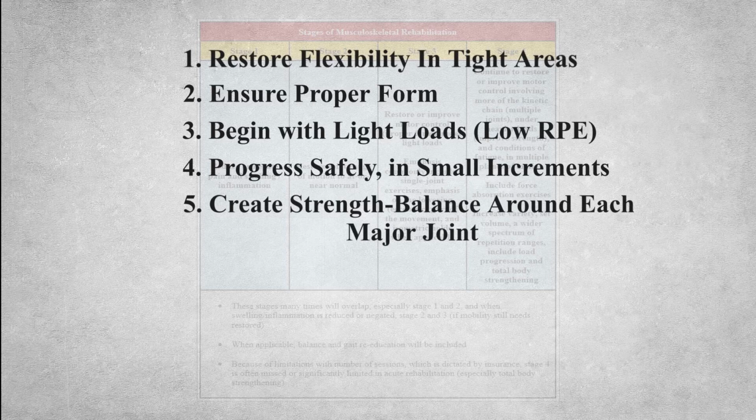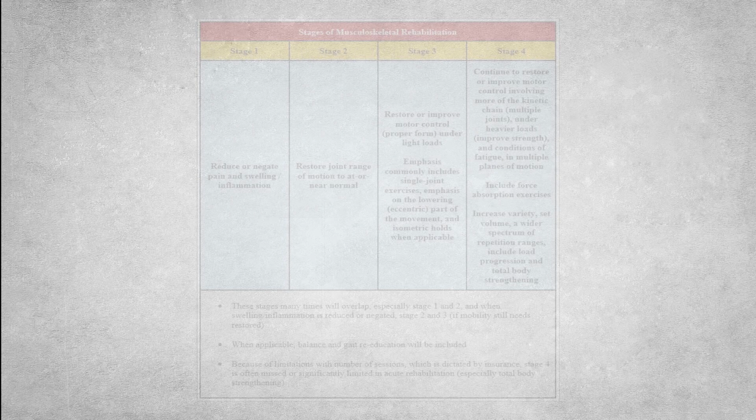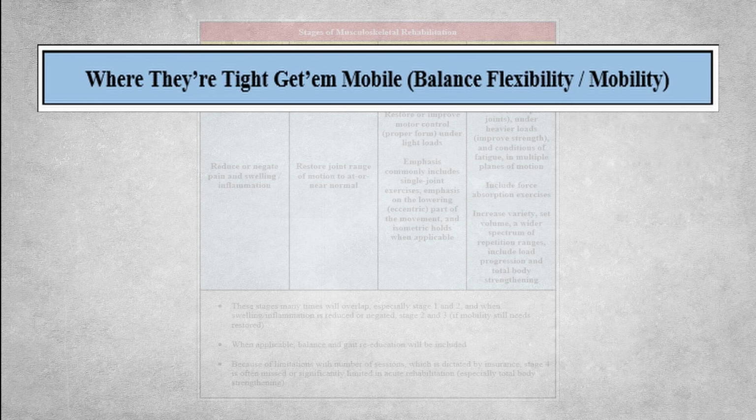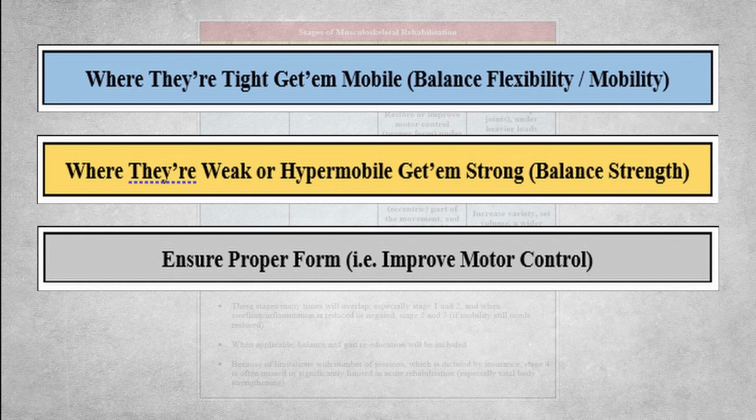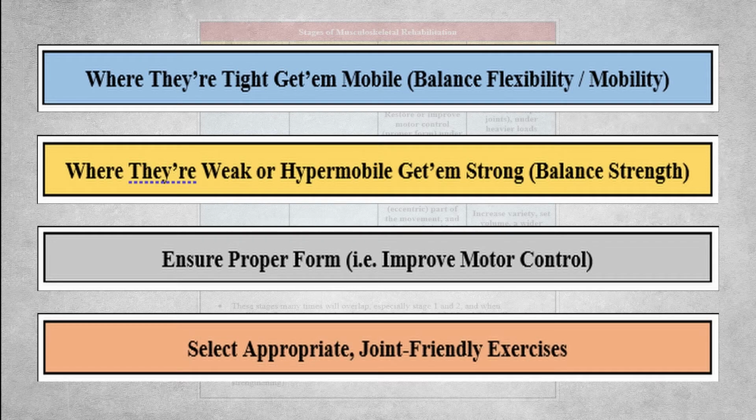And one of the things I've learned from working in sports medicine and rehab atmospheres for the past 15 years is that no matter what the musculoskeletal condition is, and no matter where it is, where they're tight, you want to get them mobile because the body seeks balance, and that's how you balance flexibility and mobility. Where they're weak or hypermobile, you want to get them strong because that's how you create strength balance around each major joint. And to improve and instill motor or neuromuscular control, you want to make sure that you're doing everything with proper form. And then it's just a matter of knowing and selecting joint-friendly exercises for the affected joints.